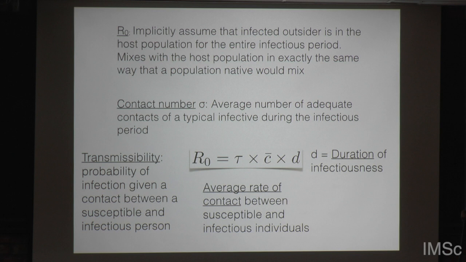The second thing that went in is the definition of something called a contact number, which is the average number of adequate contacts of a typical infected during the infectious period. So this is really R naught in its original sense, okay? Because adequate contacts are contacts that can give you a transmission of infection to a susceptible person, the infectious period is a period D, for a typical infective, and the average contacts is C bar. So this really is the same object here, except that in principle this accounts for changes in behavior, changes in contact patterns, et cetera. So that's how these things are related.